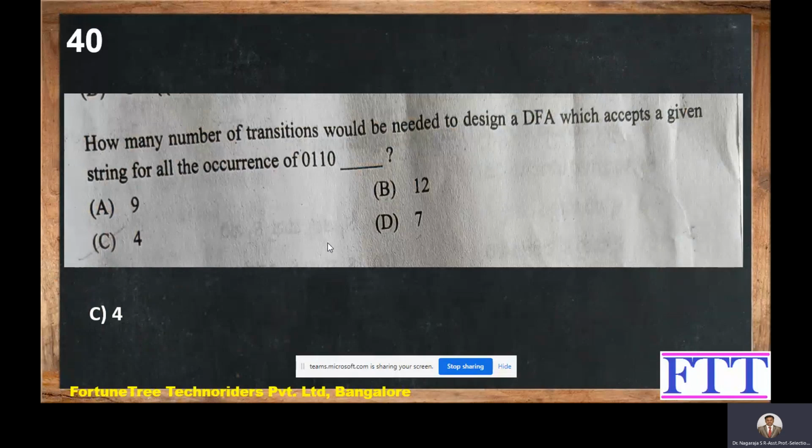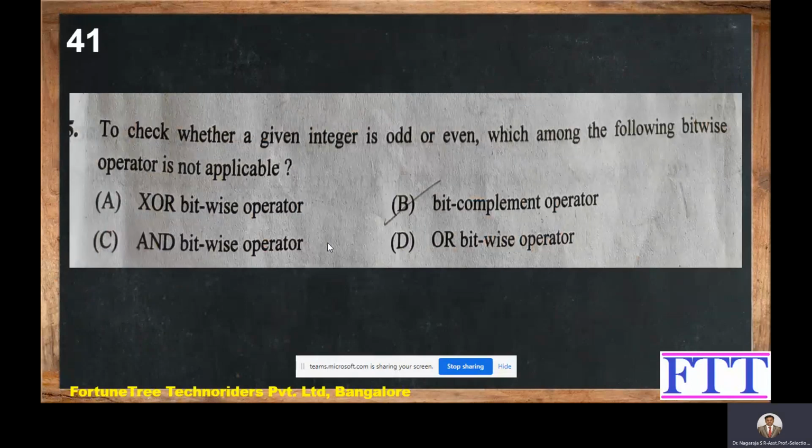So we'll move to the 41st question. To check whether a given integer is odd or even, which among the following bitwise operators is not applicable? Option A, XOR bitwise operator. Option B, bit complement operator. Option C, AND bitwise operator. Option D, OR bitwise operator. So the right answer is bit complement operator.